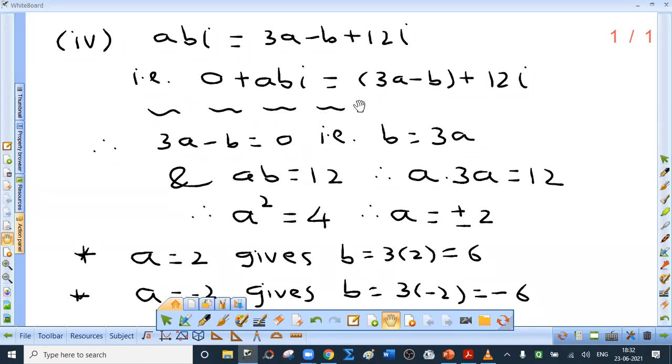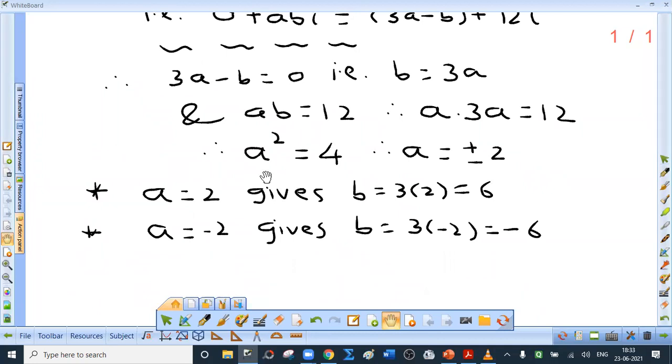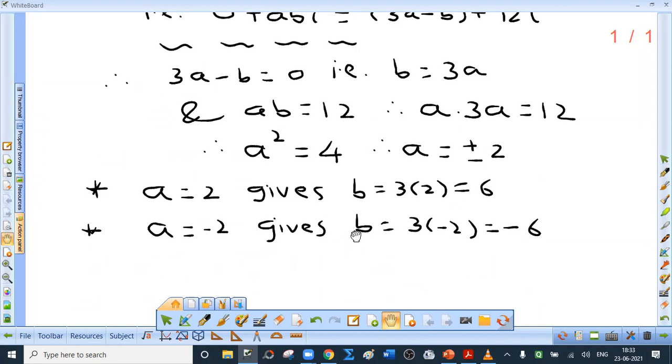So 3a minus b equal to 0. So b is 3a and ab is 12, but b is 3a. So this becomes a into 3a equal to 12. So a square is 4. Some students have taken only the positive root. No, here you have to consider both the roots, plus minus 2. Now when a is 2, b is 6, and when a is minus 2, b is minus 6.